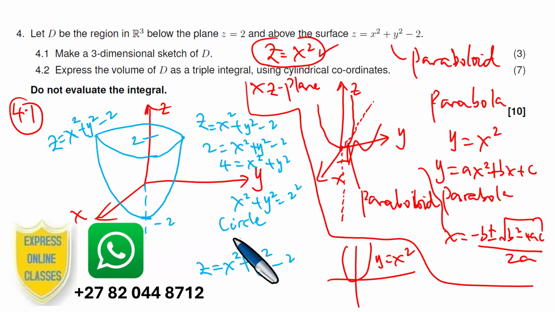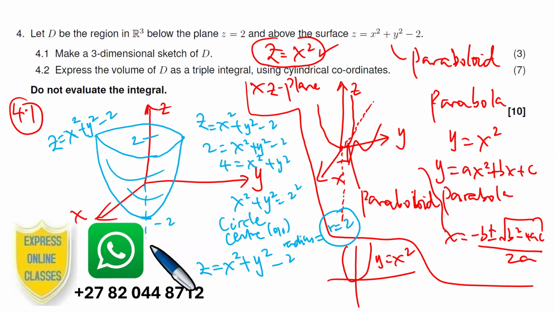It's a circle with center 0, 0 and radius r equals 2. So this is it. We've made a three-dimensional sketch, and this is enough. So this three-dimensional sketch, you can see it like this.